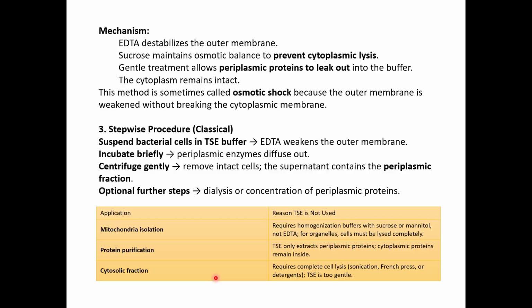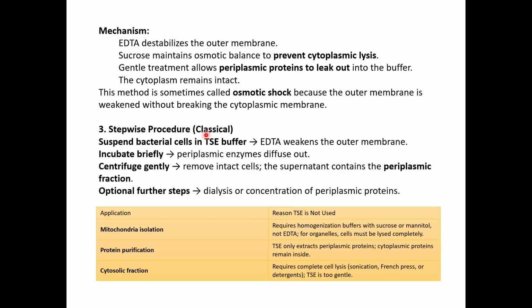So the mechanism is that EDTA destabilizes the outer membrane. The sucrose maintains the osmotic balance to prevent cytoplasmic lysis. Gentle treatment allows the periplasmic proteins to leak out into the buffer. The cytoplasm remains intact. So this method is sometimes also called osmotic shock because the outer membrane is weakened without breaking the cytoplasmic membrane.